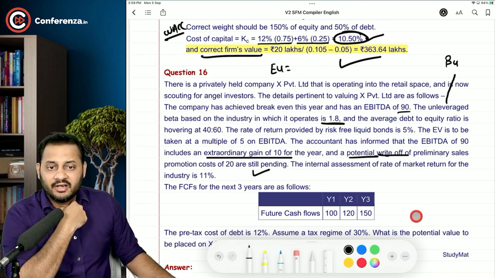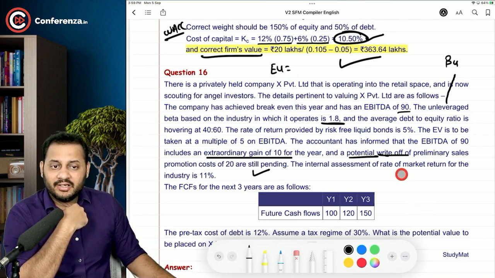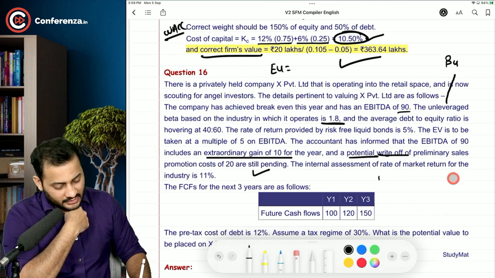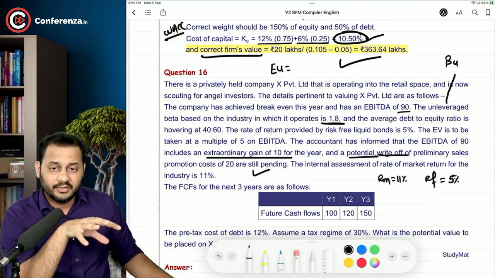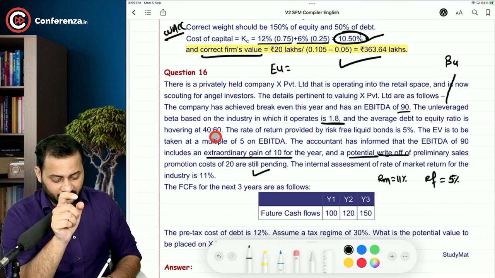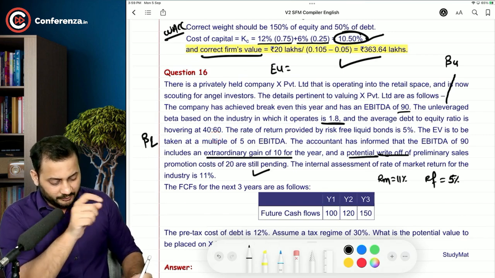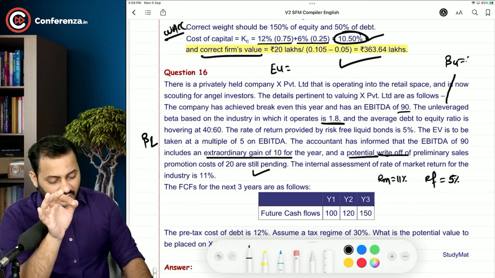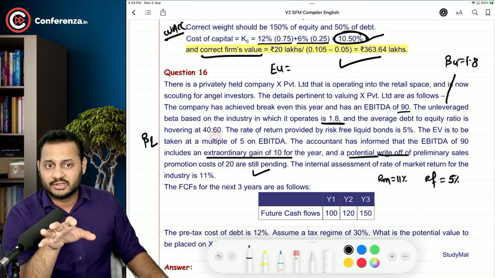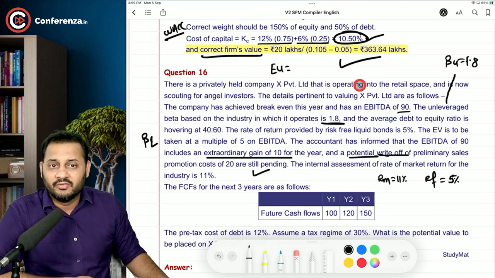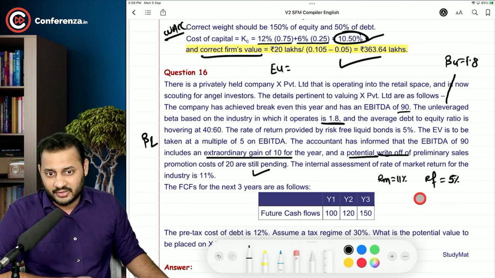Okay. The internal assessment of rate of market return for the industry is 11%. See, the market return is 11%, risk-free return is 5%. For this company, which includes debt, you need levered or geared beta. We will say levered beta. So the beta given of 1.8 will be of no use to us unless we convert that unlevered beta into levered beta and then use it in the CAPM to find out the cost of capital.